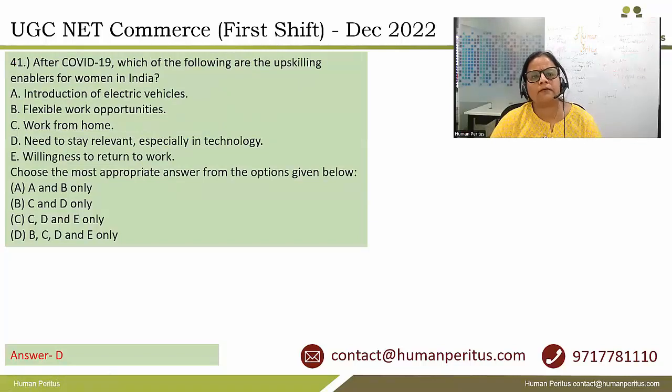Okay, after COVID-19, which of the following are the upskilling enablers for women in India? If we look at the options, we will be easily able to find out the answer. Introduction of electric vehicles. This has nothing to do with the upskilling enablers for women, right? So this cannot be the answer. Flexible working opportunities, yes. Work from home, yes. Need to stay relevant, especially in technology, yes. Willingness to return to work, yes. So B, C, D, E, which is provided by this option. So D is the final possible answer to this question, right?